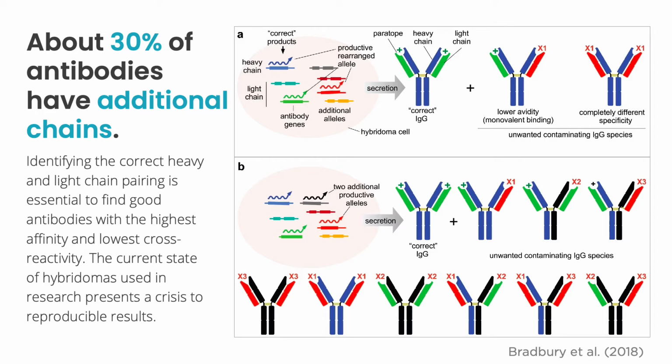And 3 variants may not sound so bad, but that's when we're talking about a single different chain. When we're talking about an additional heavy and an additional light chain, then we only have 1 correct IgG pairing and 9 unwanted contaminants. And it's completely unclear what these unwanted pairing variants are actually going to bind to, and that could create some really, really big challenges in the actual characterization of an antibody.